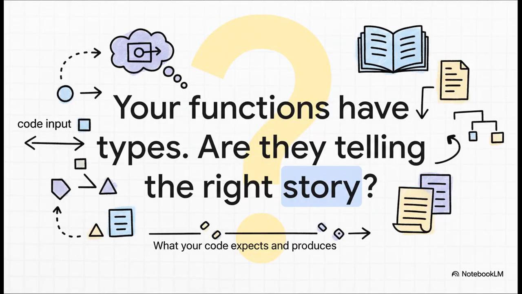So, I'll leave you with this question. Your function types are more than just hints for the compiler. They're a form of documentation. They tell a story about what your code expects and what it produces. So, after this, take a look at your own code. Are your functions telling the right story? I really hope this helps you figure out how to do just that.